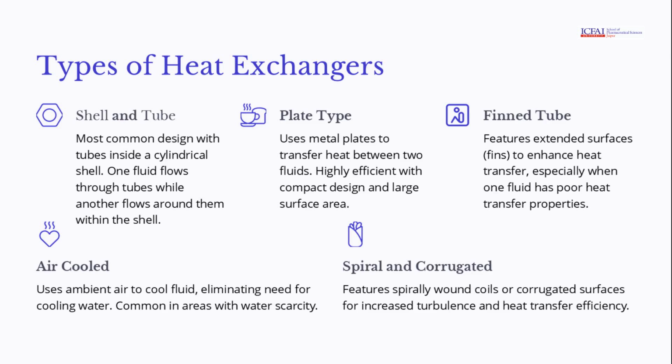Heat exchangers come in various types, each with unique designs and applications. Shell and tube exchangers are the most common, featuring tubes inside a cylindrical shell. Plate-type exchangers use metal plates for heat transfer between fluids. Finned tube exchangers have extended surfaces to enhance heat transfer. Air-cooled exchangers use ambient air to cool fluids, ideal for areas with water scarcity. Spiral and corrugated exchangers feature spirally wound coils for increased turbulence and heat transfer efficiency.